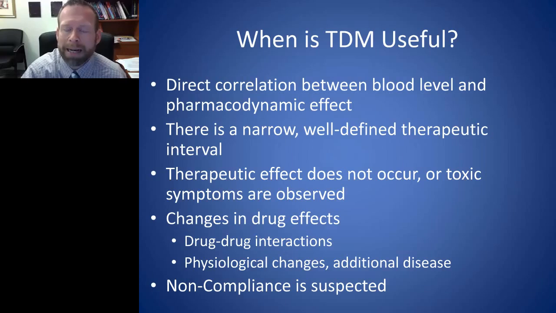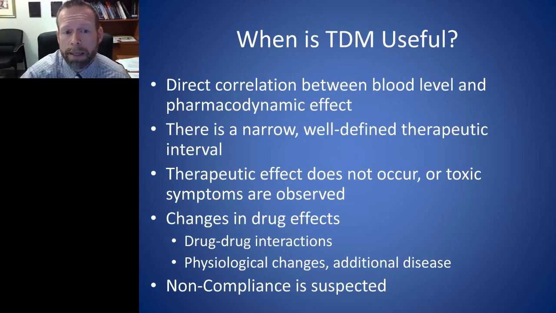But outside of that relationship, you also need to have a narrow, well-defined therapeutic interval. Narrow is relative to the biologic variability and how much variability in response is there. The therapeutic interval is the concentration difference between the minimum effective concentration and the maximum or the toxic concentration. And if there is a narrow or well-defined therapeutic interval, then that gives you your therapeutic target range and is useful in therapeutic drug monitoring.